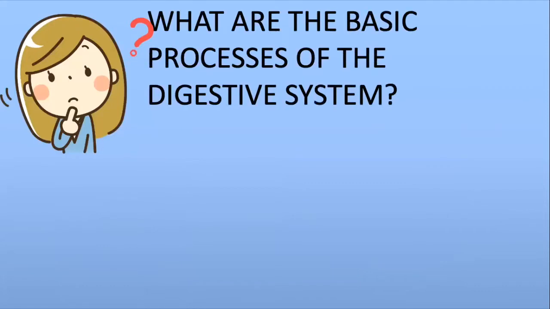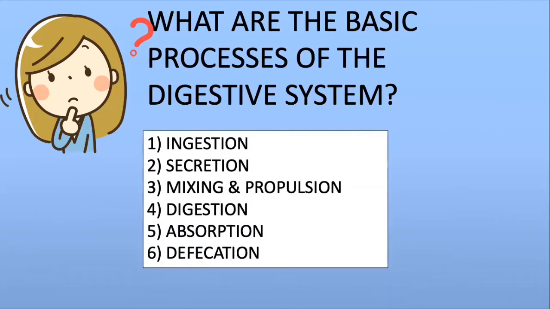What are the basic processes of the digestive system? So we have 6 processes which are arranged in order. Okay, let's start with the first one, ingestion. Next is we have secretion. Next is we have mixing and propulsion. The fourth process is what you call the digestion. We have absorption, and last is we have the defecation.